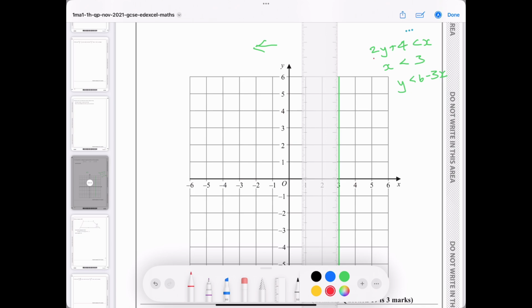So for this one, 2y plus 4 is less than x. I'm going to go 2y is less than x minus 4, and then I'm going to divide it through by 2, so that I get it in the form of y equals mx, or half x minus 2. So that means it looks like this. So it's going to go through minus 2, and then it's going to go along 2 for every time it goes up 1. So it's going to look something like this. Again, let's just fill that in.